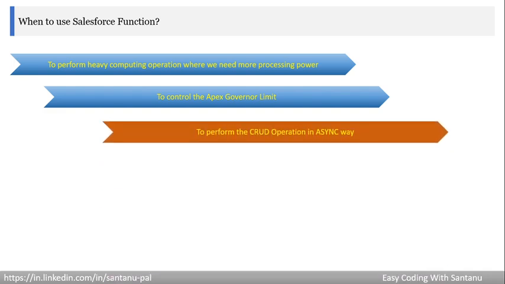Currently it supports DML operations in an asynchronous way, that is what we have to remember. And if you still want to do some business operation in the same transaction, you have to use the Apex class, not Salesforce Function. Salesforce Function currently runs in an asynchronous process.